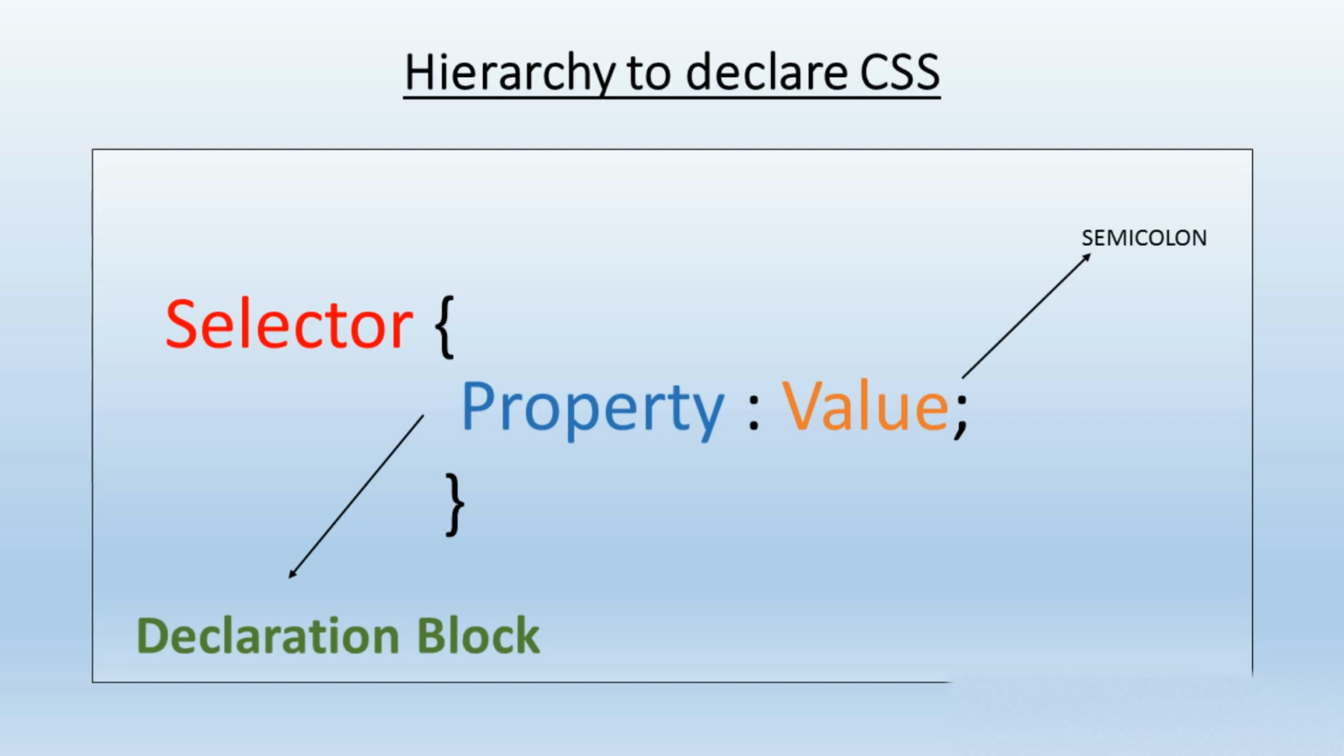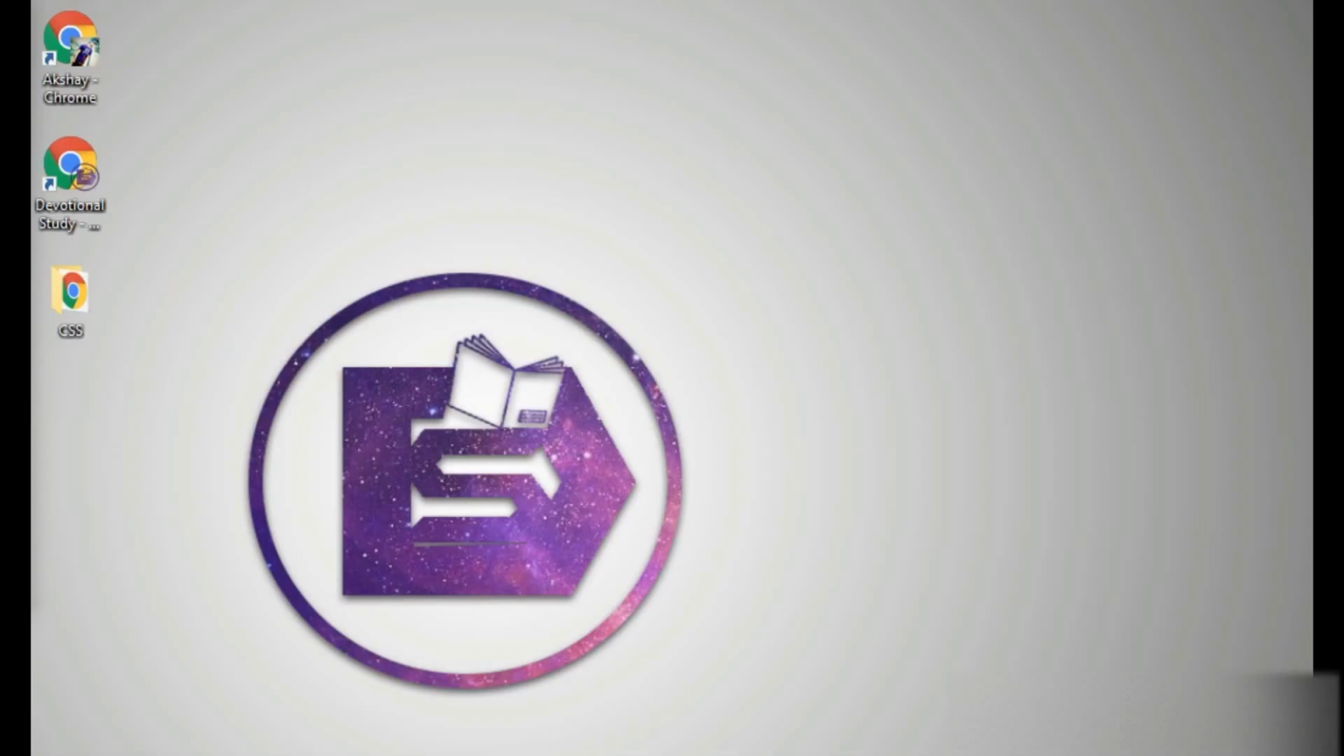Okay, got it? All right, so the next thing would be to discuss the property first. So what is a property? A property is basically a kind of attribute of an HTML element. And what is an attribute? Suppose I have an h1 tag, and its attribute is like bold, that is the font, the size.